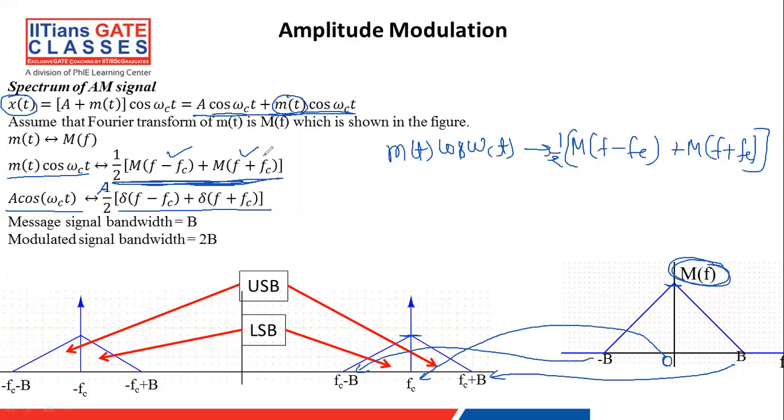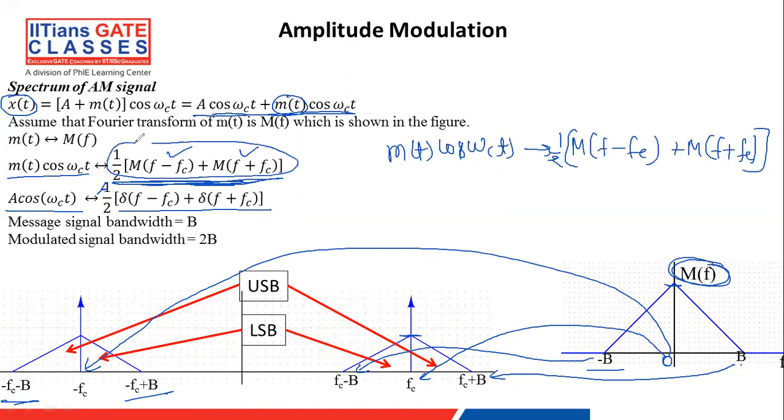Similarly, for M(f + fc), we are shifting M left by fc. So the same operation we are applying for shifting it left. Whatever the signal is at 0 will go to minus fc, and this plus B will go to minus fc plus B, and this minus B will go to minus fc minus B. So this is how the spectrum of this one will look.